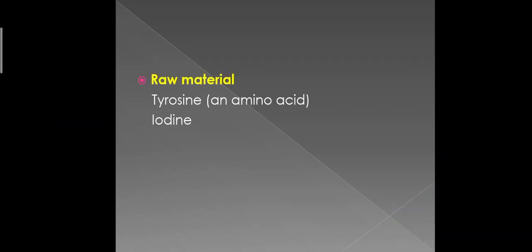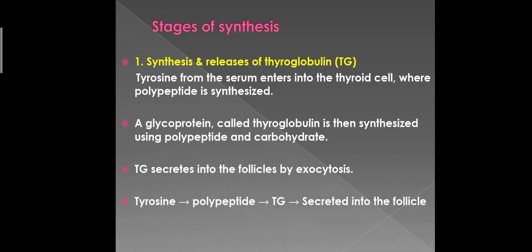The raw materials for the synthesis of thyroid hormones are tyrosine, which is an amino acid, and iodine. These two are important raw materials for the synthesis of thyroid hormone. Stages of thyroid hormone synthesis. The first stage is the synthesis and release of thyroglobulin.